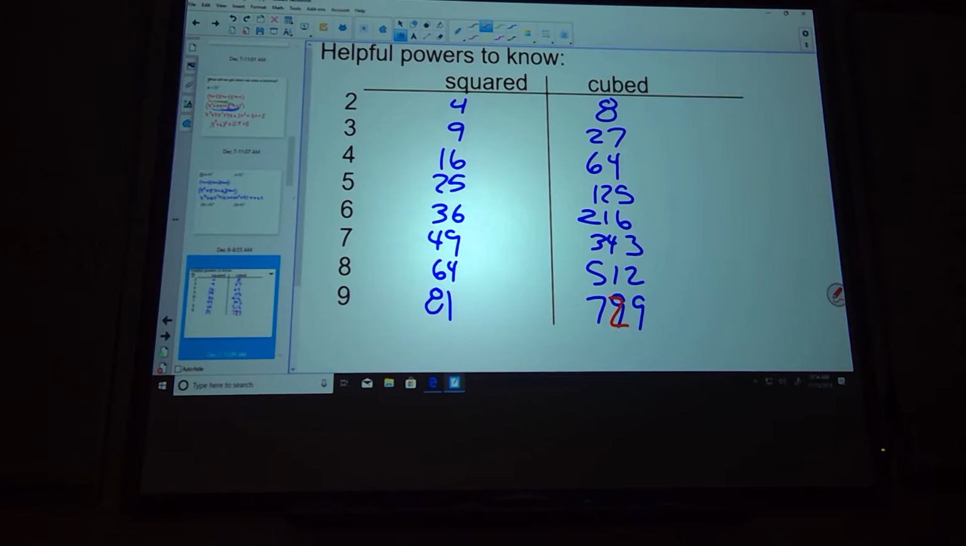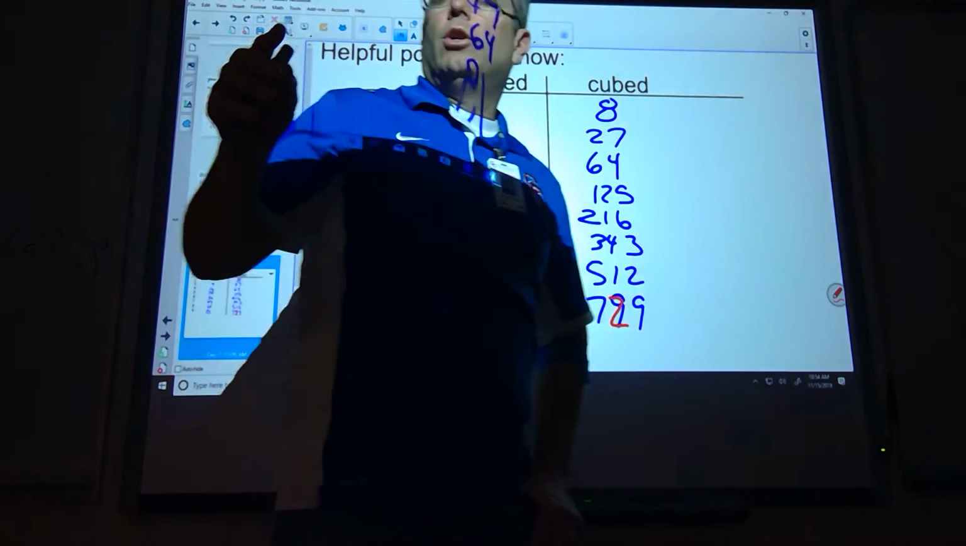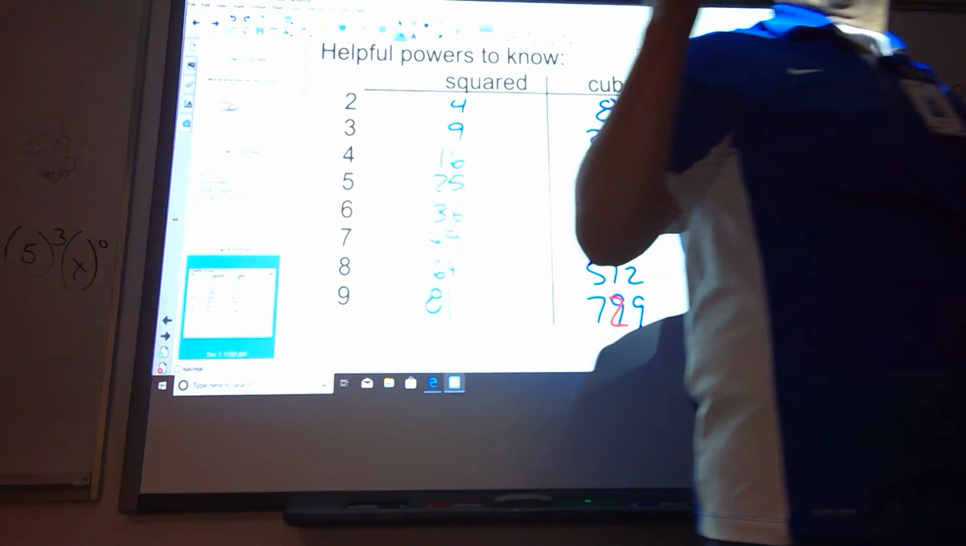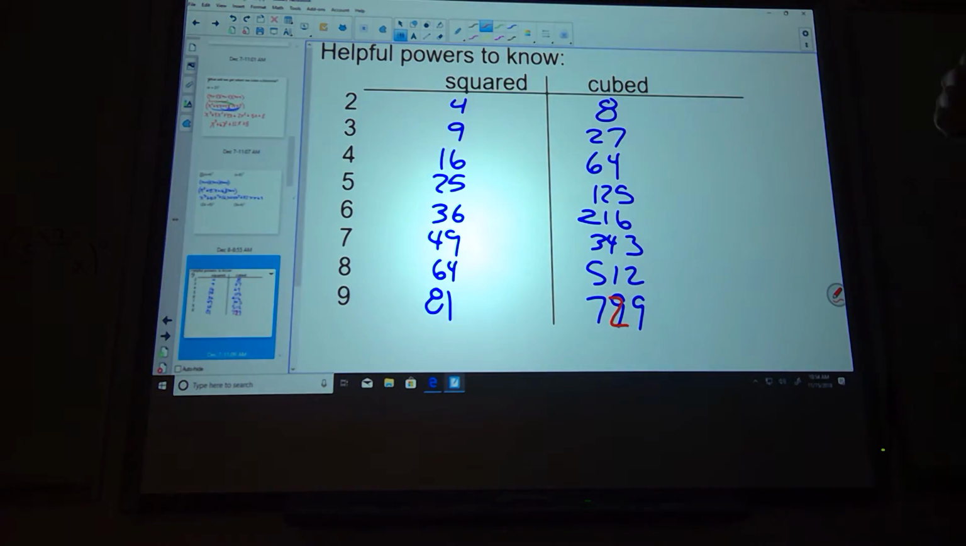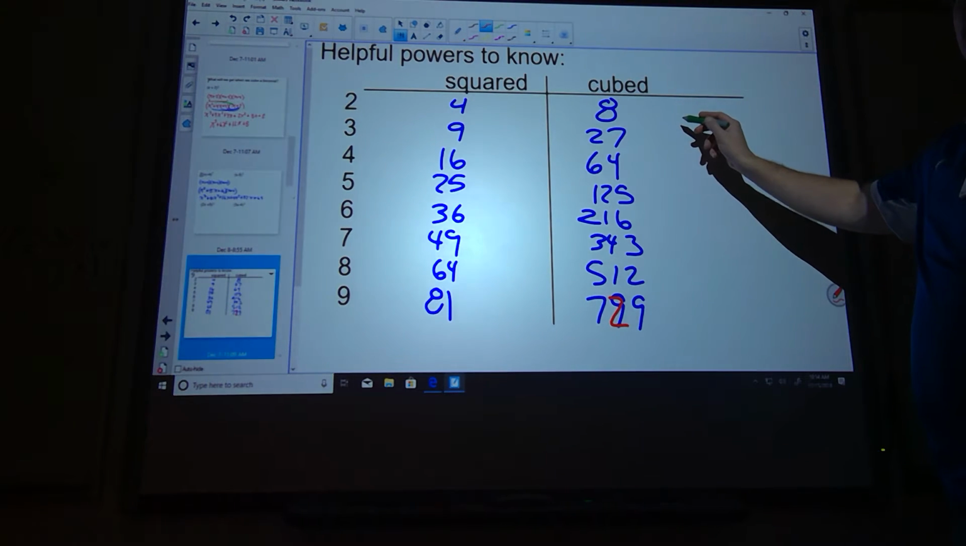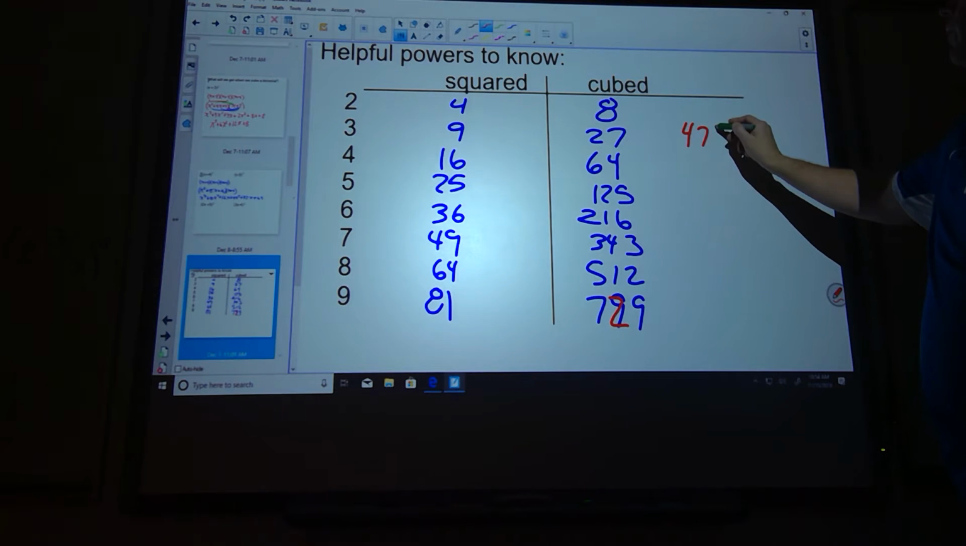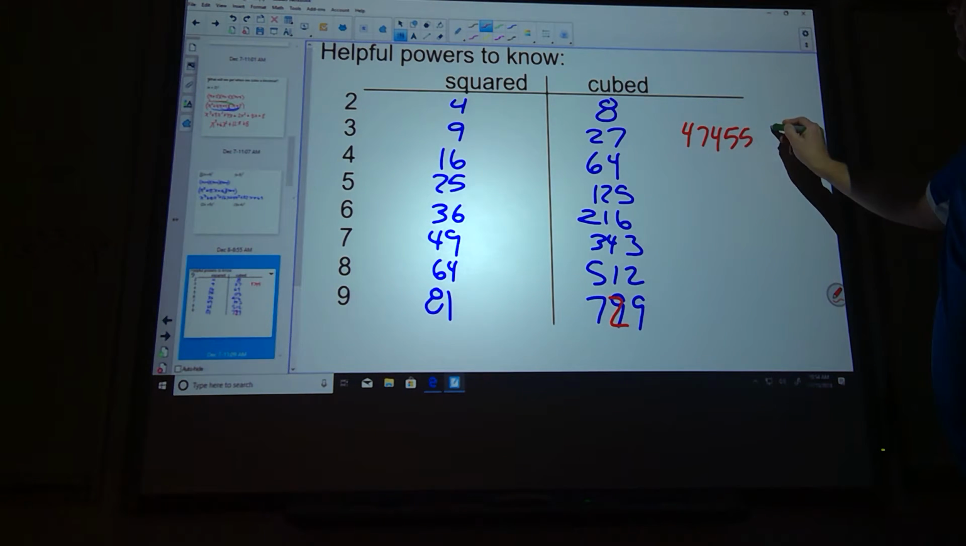Do me a favor, someone have a calculator out real quick. All right, take any 2-digit number you want and cube it. So raise it to the third power. Okay, don't tell me what the number was, but tell me, is it a 5-digit number or a 6-digit number? It's a 6-digit number? Give me the 6-digit number, would you? 474552. Did I write it up there correctly?